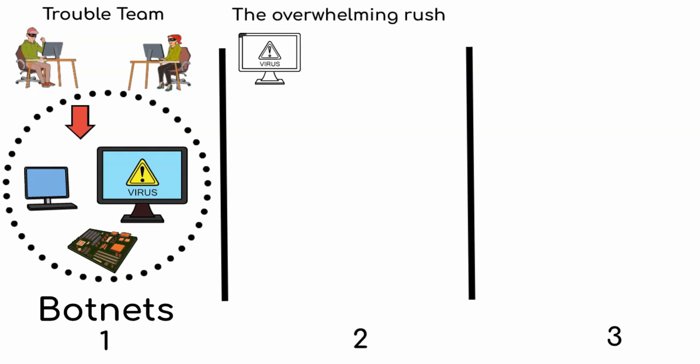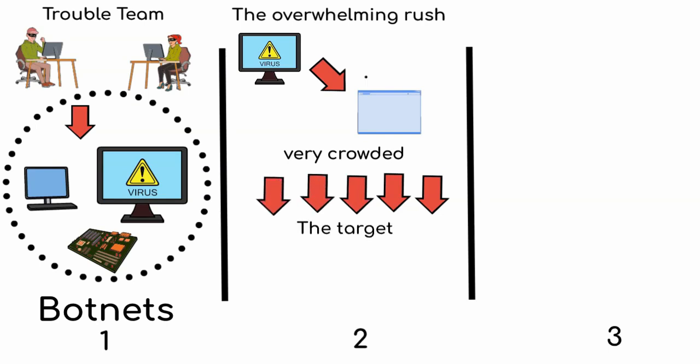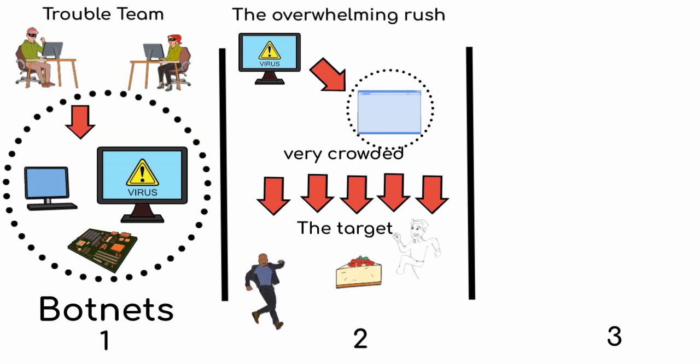Then there is the overwhelming rush. These robots are told to rush to a website or an online service at the same time. This rush makes the website or game very crowded. These botnets or compromised devices are then instructed to send a massive surge of data requests to the target website or service simultaneously. This flood of incoming data is similar to when a huge crowd rushes to grab the last piece of cake at a party, causing a chaotic situation.